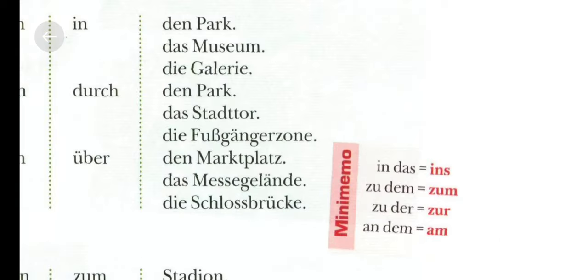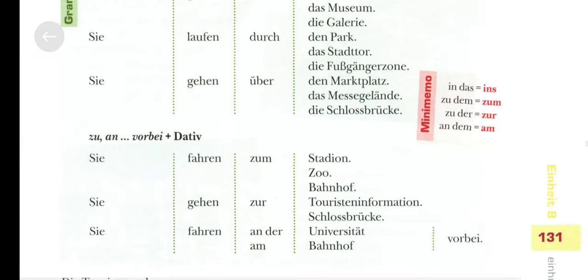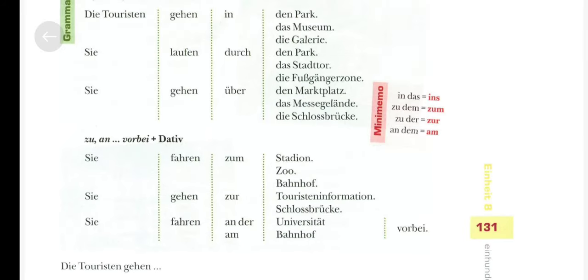Same for zu plus dem, zum. Same for zu plus der, zur. An dem means am. Next, going zu and an. And for by, preposition with the dative case. Sie fahren zum Zoo. Sie fahren zum Bahnhof.